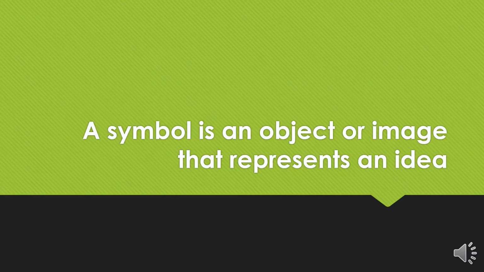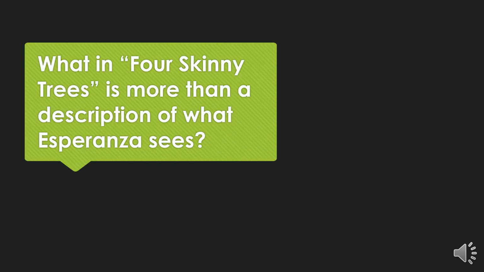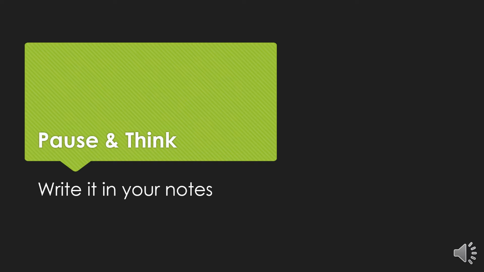A symbol is an object or an image that represents an idea. What in Four Skinny Trees is more than a description of what Esperanza sees? Pause and think, then write it in your notes.